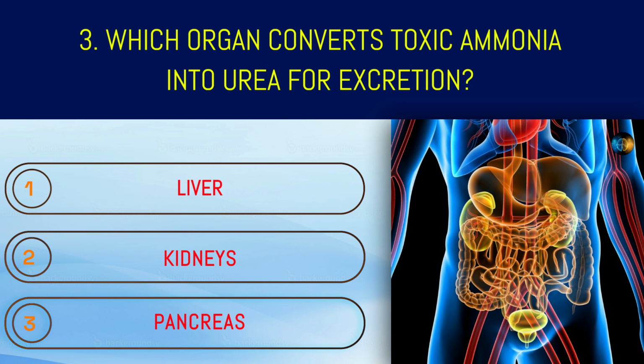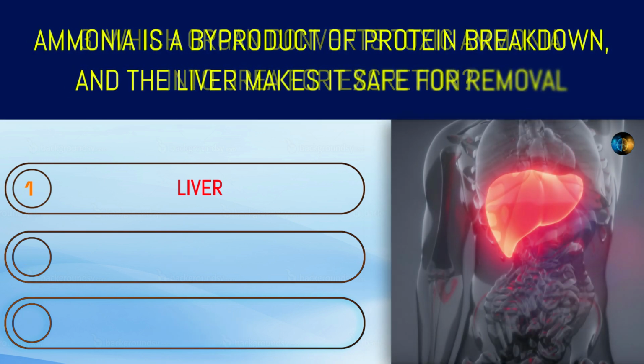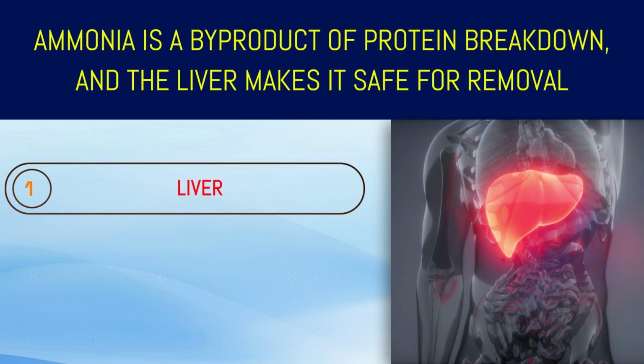Which organ converts toxic ammonia into urea for excretion? Liver, kidneys, or pancreas? Liver. Ammonia is a byproduct of protein breakdown, and the liver makes it safe for removal.